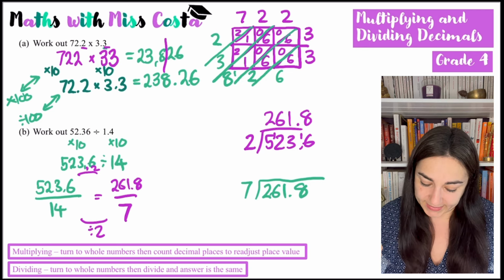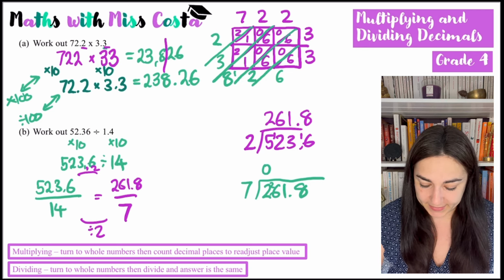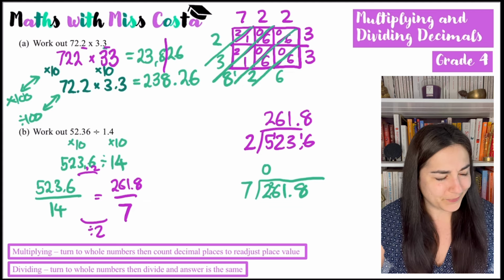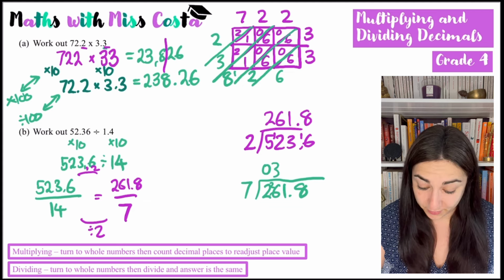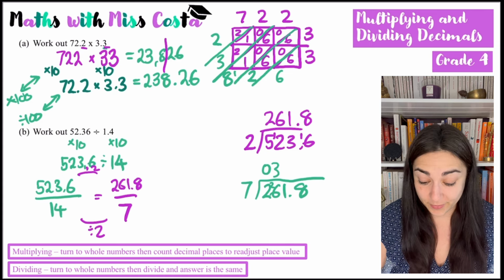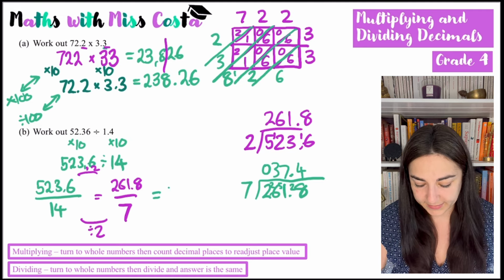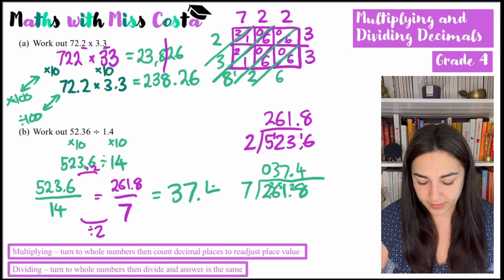So 7's into 2 go 0, 7's into 26 go... my brain stopped working... 3, 7 times 3 is 21, remainder 5, 7's into 51 go 7, remainder 2, and 7's into 28 go 4. So your final answer would be 37.4.